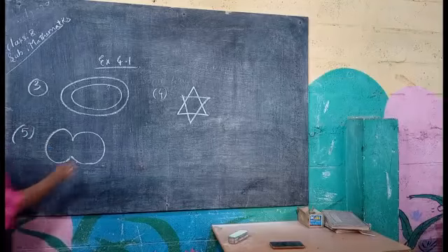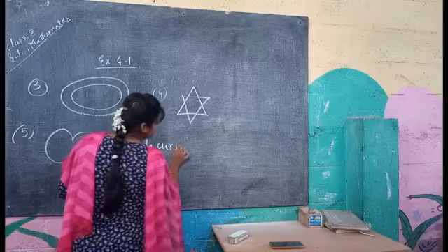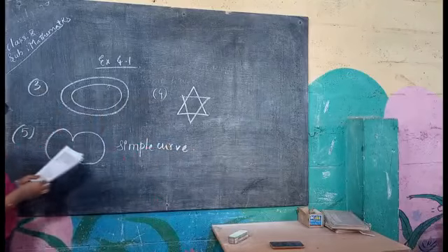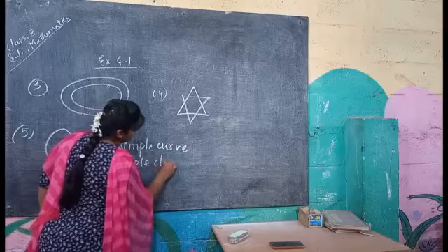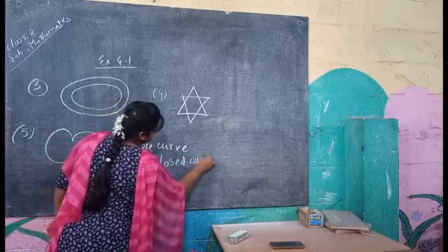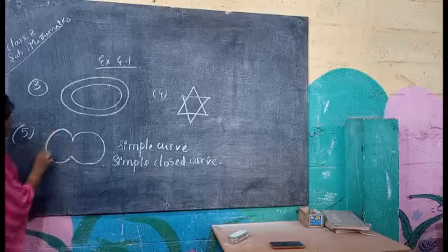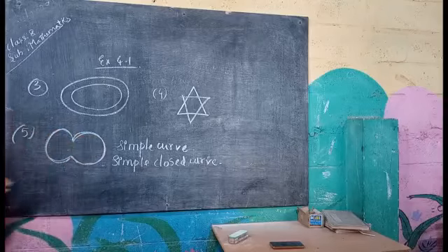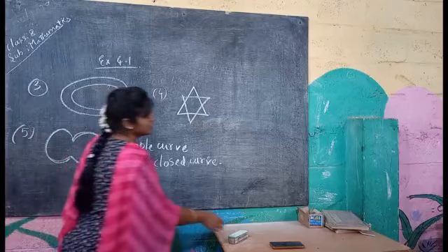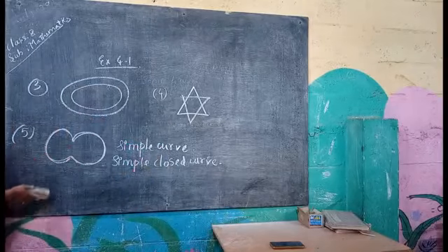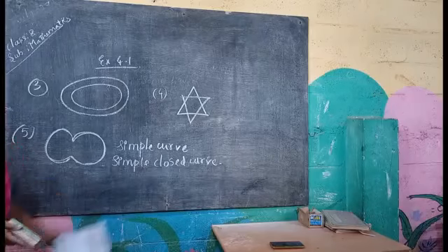Here it is a simple curve. It is a simple curve, and it is also a simple closed curve. It is a simple curve, drawn without lifting the pencil, and it is a simple closed curve. Everything will be inside. It is a closed curve. We don't have curves outside. The third one and fourth one do not have any name. The fifth one is a simple curve and simple closed curve.